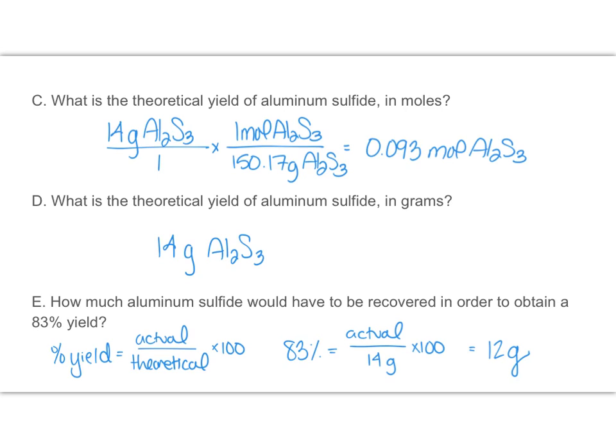Now, E is a slightly different version of that question from before. This time I gave you the percent yield and asked how much you would have to recover in order to reach it. Again, percent yield is equal to actual over theoretical times 100. If I'm trying to get an 83% yield, I'm going to set that equal to my actual, which is what I'm solving for, over my 14, which is my theoretical, times 100. When I solve with sig figs, I get 12 grams. I would need to recover 12 grams in order to reach that yield.